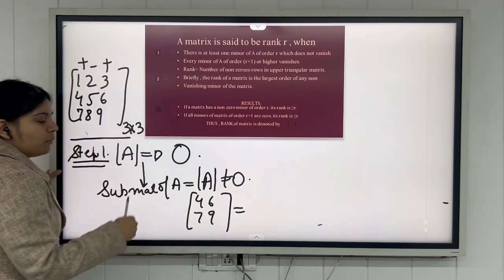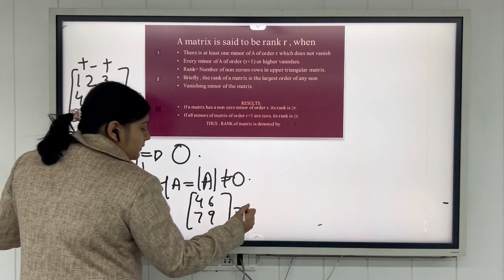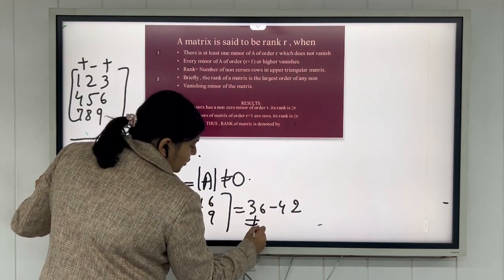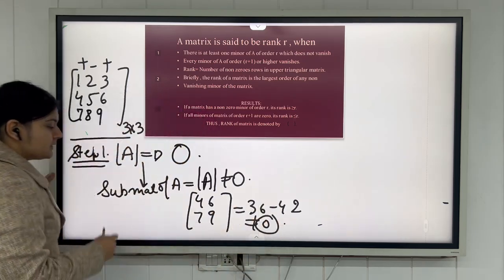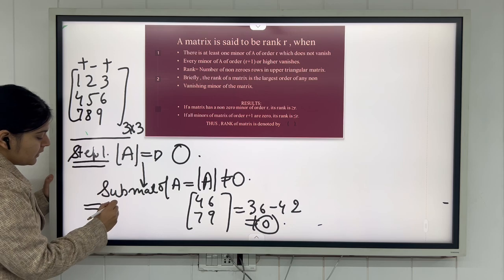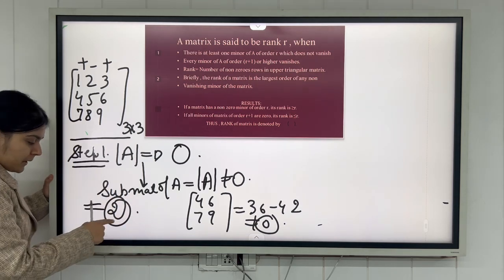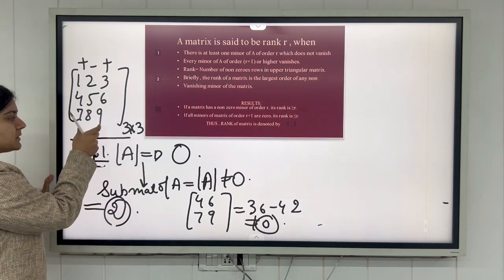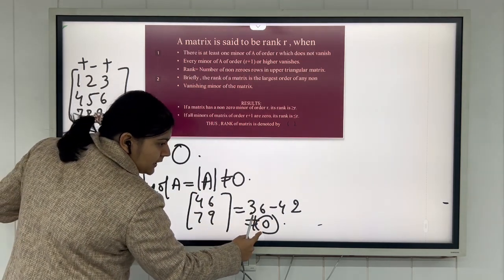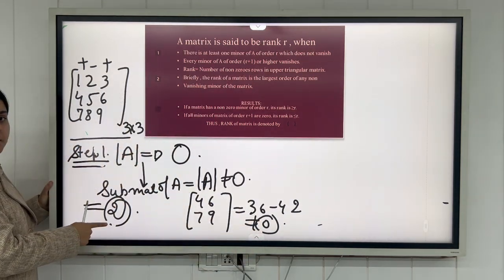Okay. Now, when I found out the determinant, what value did I get? 36 minus 42. So, this is a non-zero number. So, that means the rank of this particular matrix will be 2. Because we have found this submatrix of 2 cross 2 order, which is giving a non-zero value. Hence, rank would be 2.